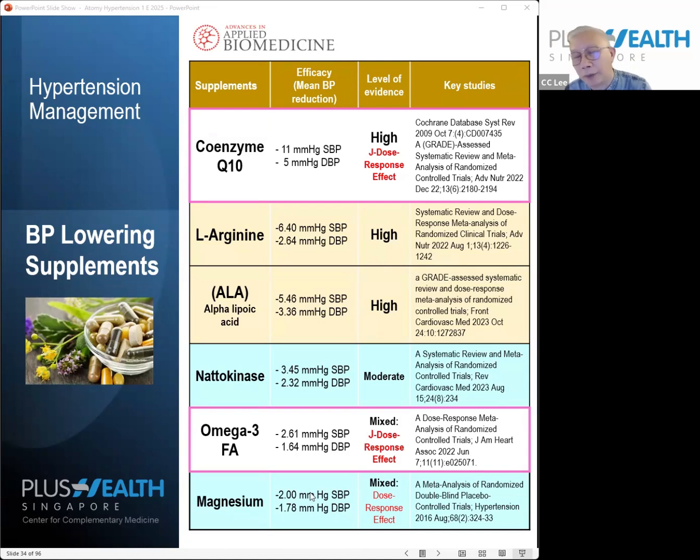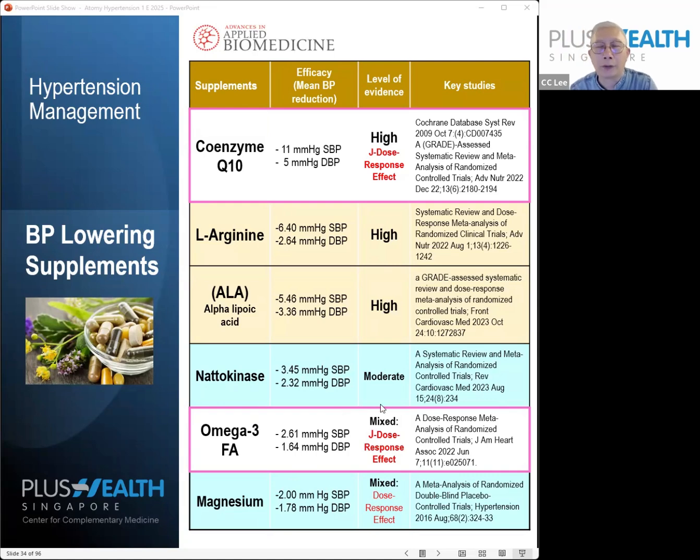And in fact, some of you might be aware that when you have hypertension, some friends might recommend, hey, take some magnesium, it helps. Yeah, it helps, but the effect on hypertension itself is not that high. Also, you have a dose response effect, which means it depends on the dosage, and if you overdose, you might have different effects.